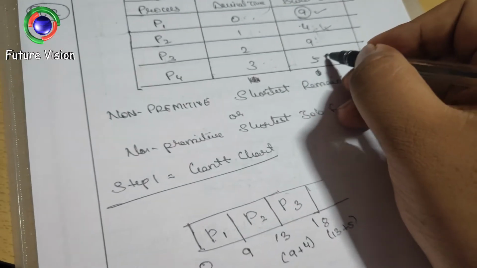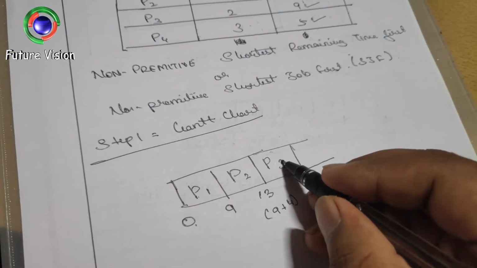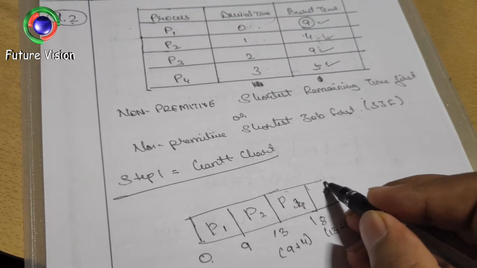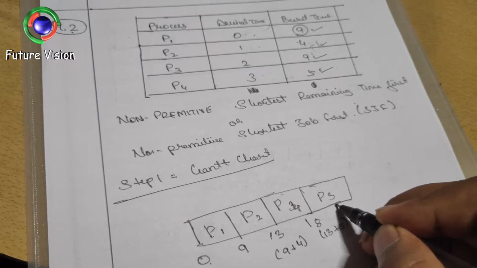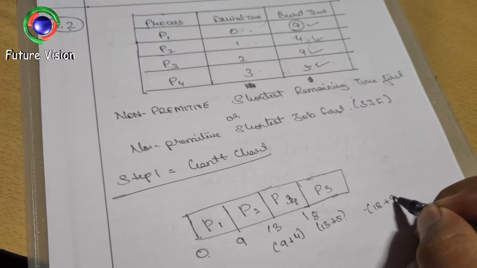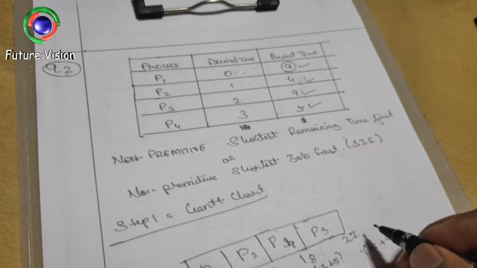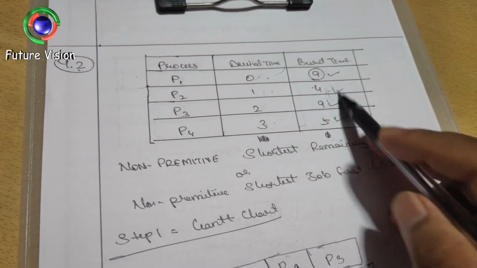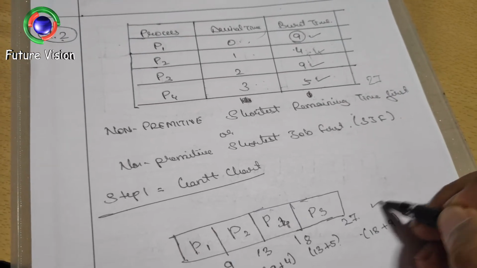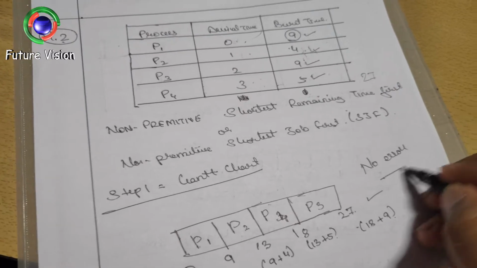Next, among the remaining, the last process is P4, which takes up CPU time 9, that is 18 plus 9, 27. As we know, the sum of all the burst times is 27. The Gantt chart should end with 27. So there is no error while drawing the Gantt chart.